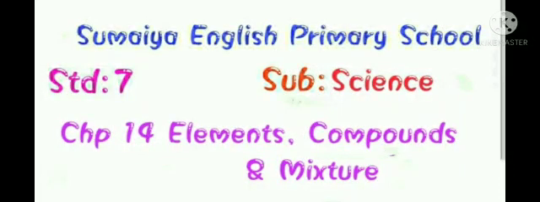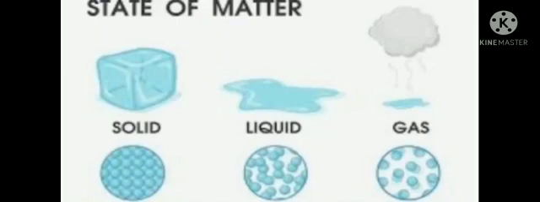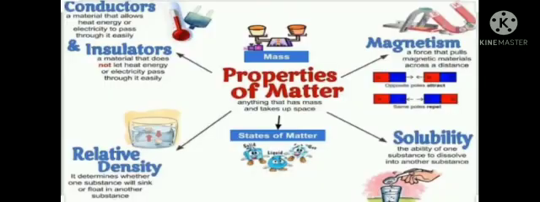Hello kids, let us see our science subject chapter 14: elements, compound and mixture. Now, states of matter, that is solid, liquid and gas. Properties of matter. What are they? You can see the states of matter, magnetism, conductors and insulators, relative density and solubility.